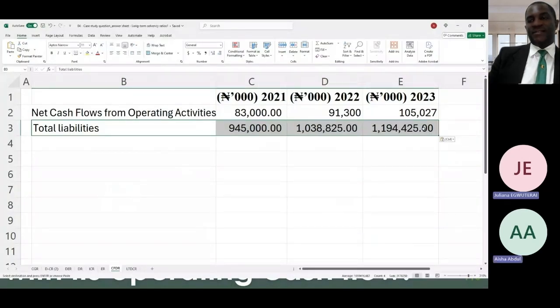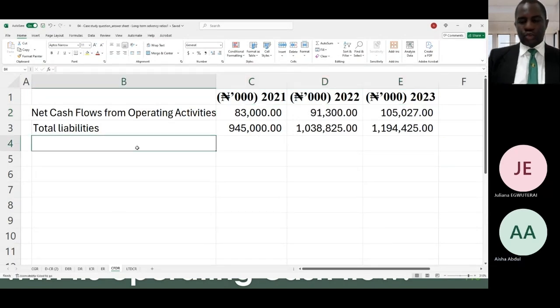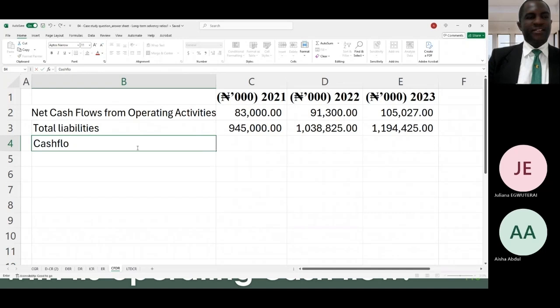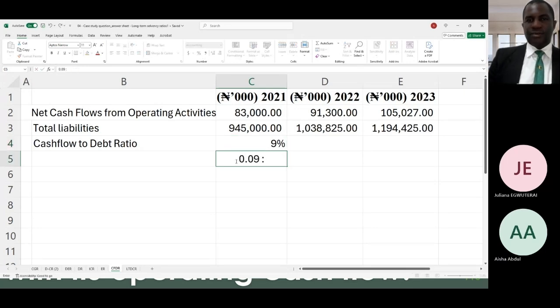It's very unpopular anyway. Measured in times or percentage? It's not times, it's not percentage. So anywhere you see cash flow to, you have to provide the ratio of that one to the other one. Cash flow to debt ratio. Yes. So we want to see how much is cash flow to debt. So if we do like this, we just say this is to this. So we have 9%. So it will now be 0.09 is to 1.